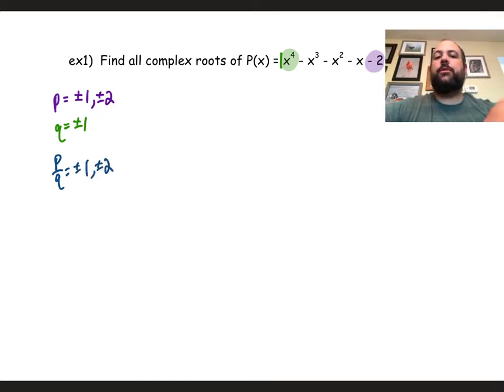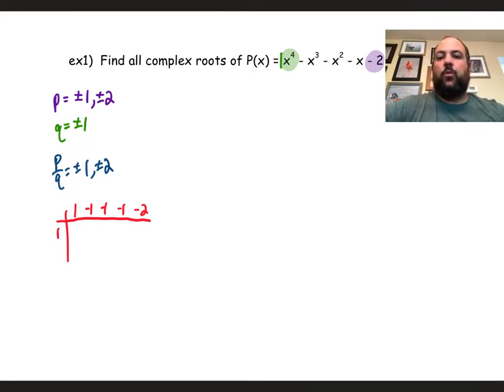So now what we're going to do is test these roots using synthetic division. Remember, we set up our new synthetic division house, so that if the first root doesn't work, I jump to another one. I'm going to put my coefficients in, which should be 1, negative 1, negative 1, negative 1, negative 2. And I'm just going to start by testing the first root of 1. So we go through the process.